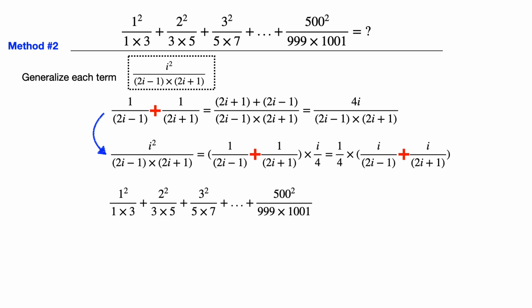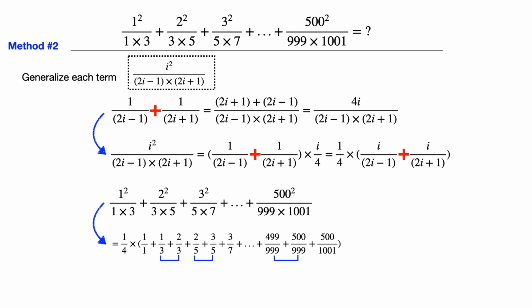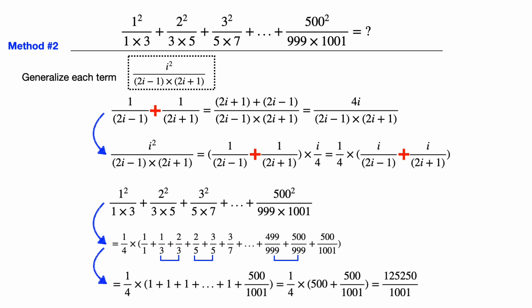Therefore, again, these 500 terms can be listed out like this. It's 1 over 4 outside of a bracket, and there will be 1 over 1 and 1 over 3 plus 2 over 3. So again, if you group the second term of the previous term and the first term of the next one, they will always again equal 1. And I can leave this for you to derive.